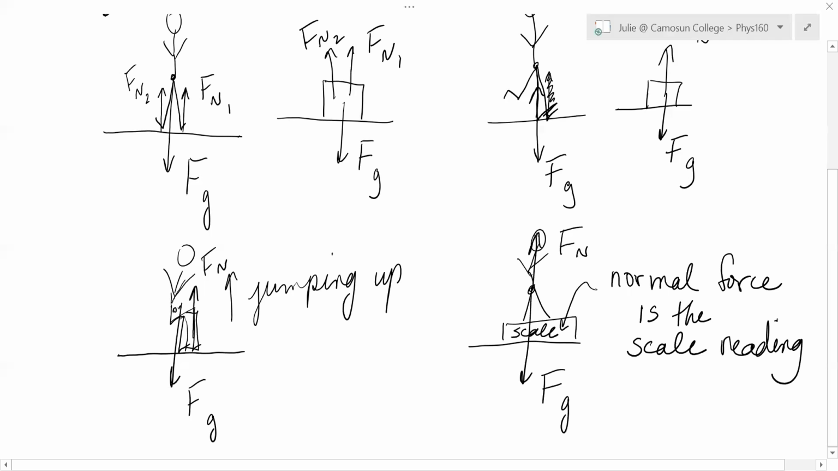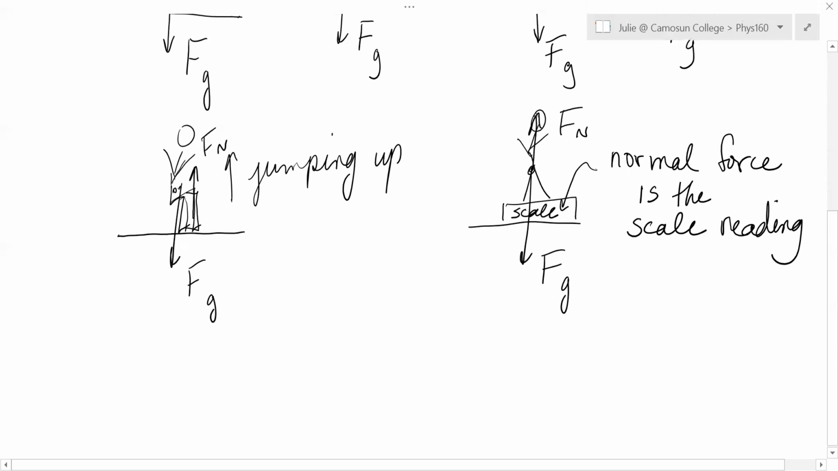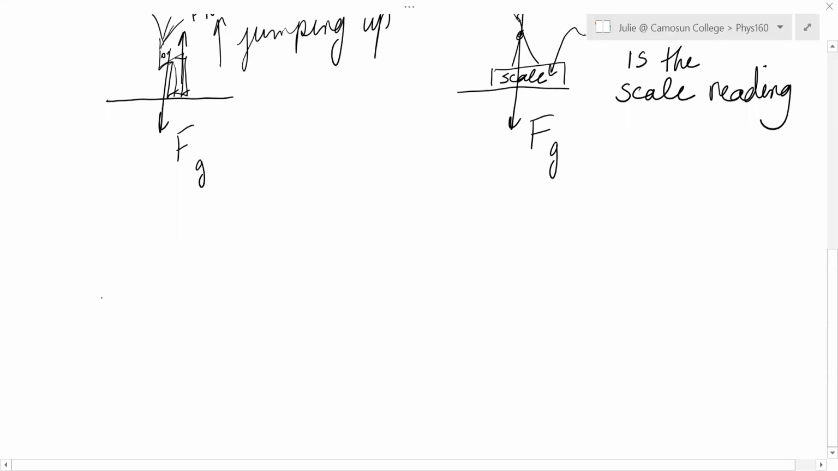Okay, so now if we were lying down on the ground, would we make ourselves a box or a bar? Well, if we're just lying there, we can draw through the center of mass of the object, the weight, and then through the center of mass, the normal force.